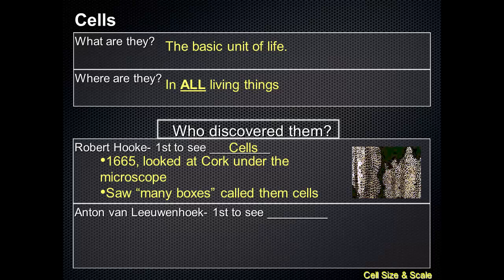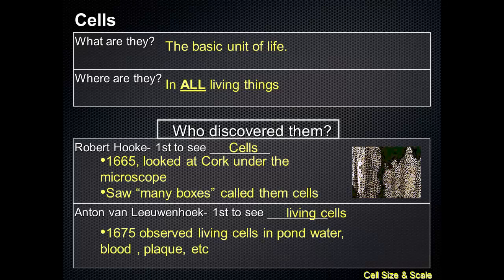These cork cells weren't alive, but Anton van Leeuwenhoek was another scientist. He was the first to actually see living cells. He developed microscopes in a different way. He came up with a way to make very good lenses consistently. So his microscopes could give a great magnification. And he saw living cells in things like pond water, blood, plaque from between a person's teeth.